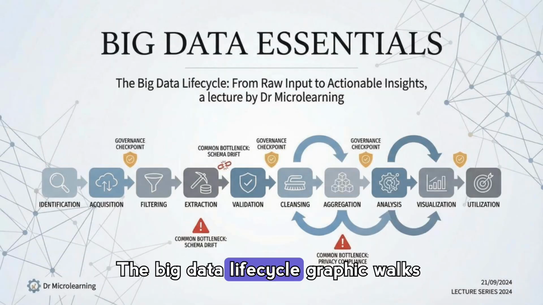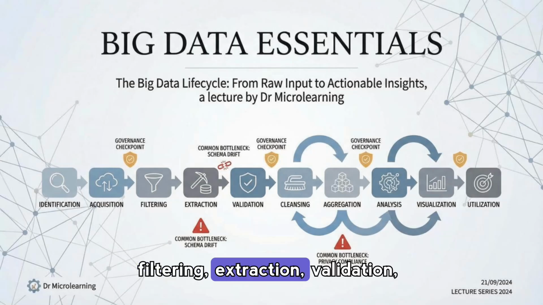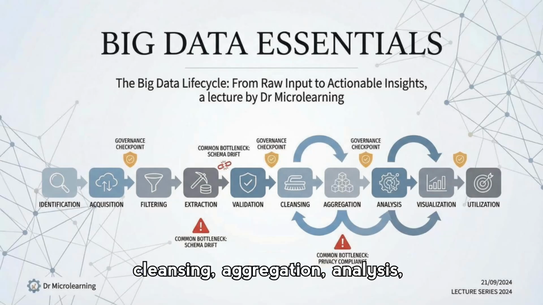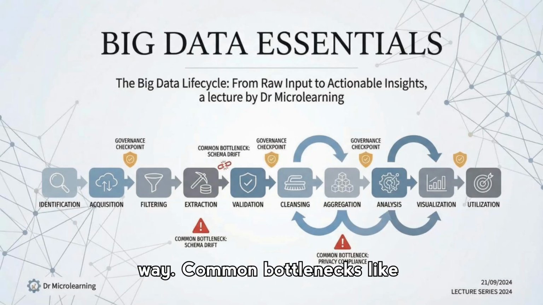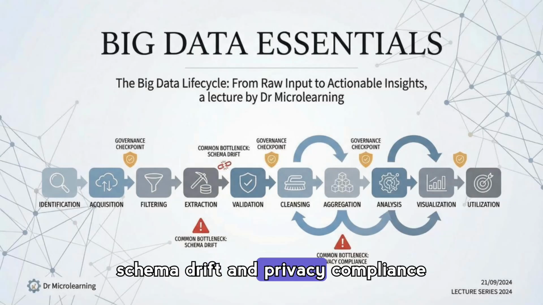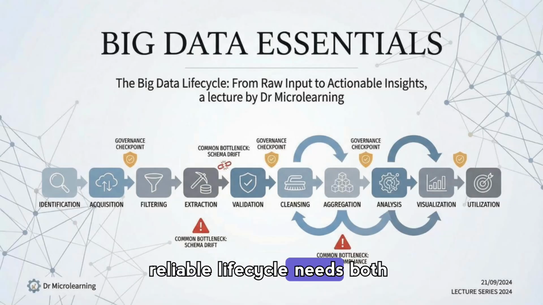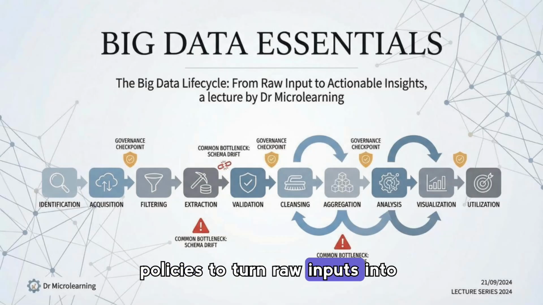The Big Data Lifecycle graphic walks through identification, acquisition, filtering, extraction, validation, cleansing, aggregation, analysis, visualization, and utilization, with governance checkpoints along the way. Common bottlenecks like schema drift and privacy compliance are highlighted, reminding us that a reliable lifecycle needs both technical controls and operational policies to turn raw inputs into actionable, trustable insights.